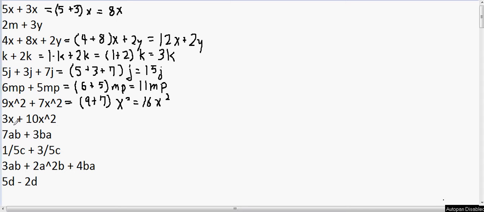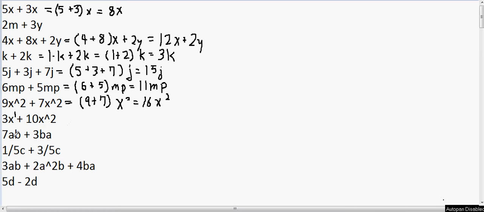Even though both of these two terms have x in common, the first term has just x, and we can think of x as just x to the first power. So if we compare the exponents of these two terms, the first term has an exponent of 1, and the second term has an exponent of 2. Since these exponents are different, we can't combine these two terms together. So we'll go ahead and leave 3x plus 10x squared in this form.